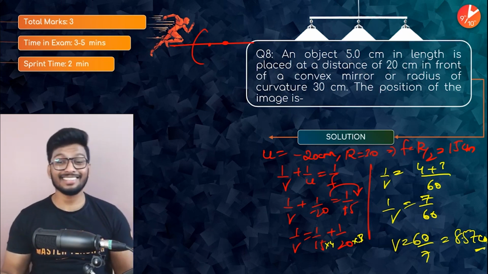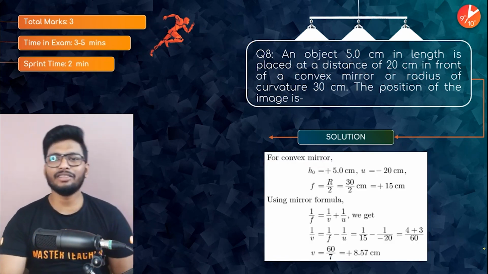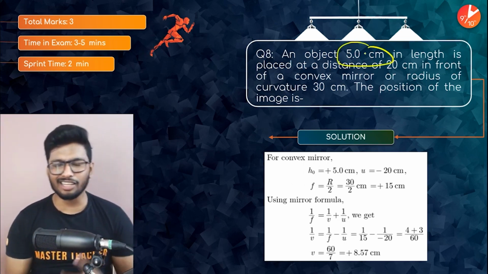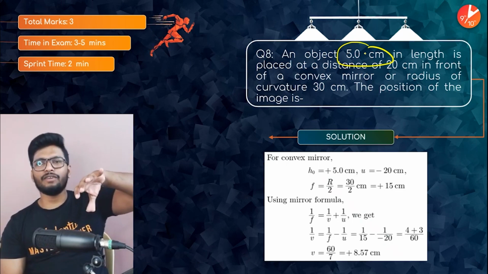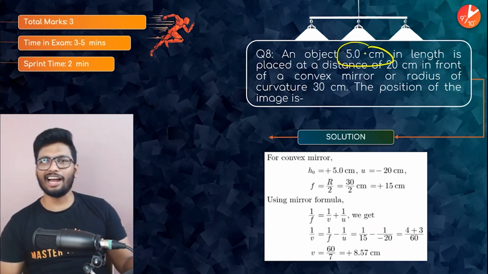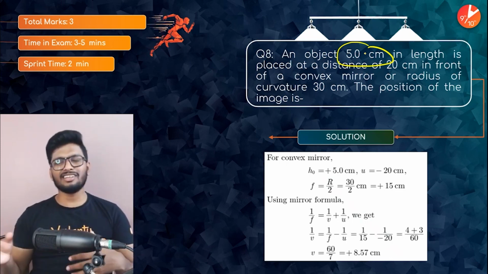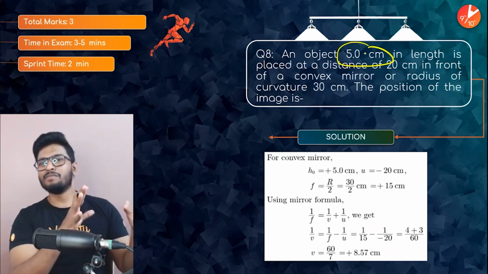Less than 2 minutes. That's how easy it is, people. You just need to figure out what is given. Now, this is just a distraction here. If they had asked you to find out the magnification, or the size of the image or anything, in that case you could have used the height of the object. But here it's just a red herring. It's just a distraction. So you don't have to worry about that at all.